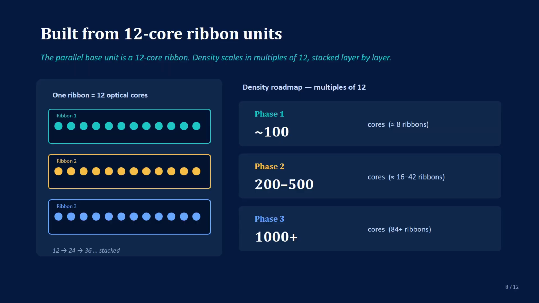The parallel base unit is a 12-core ribbon. Density scales in multiples of 12, stacked layer by layer. Phase 1 reaches around 100 cores, Phase 2 200 to 500, Phase 3 over 1000. This ribbon-based parallelism enables independent optical circuits and hyperdimensional topology expansion.